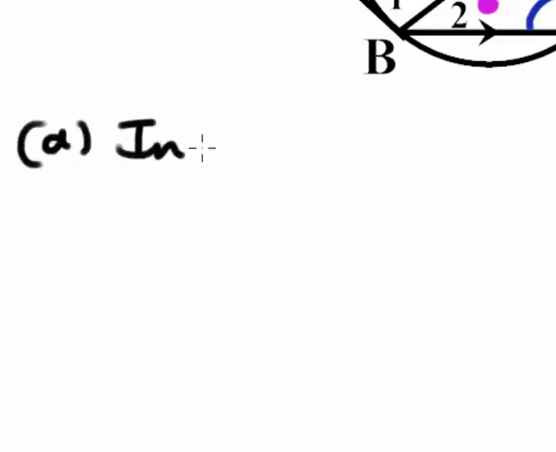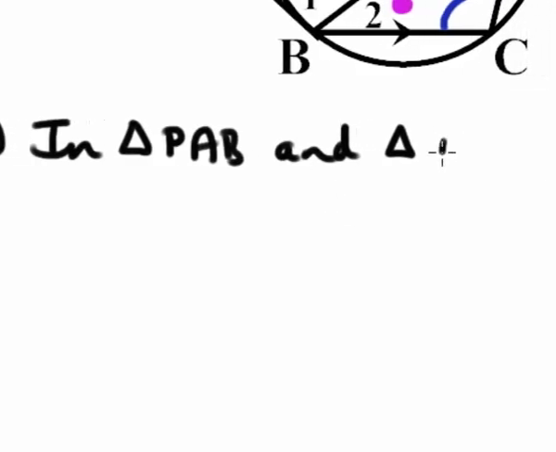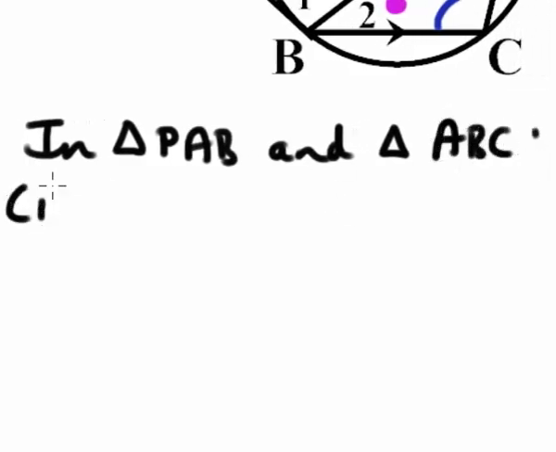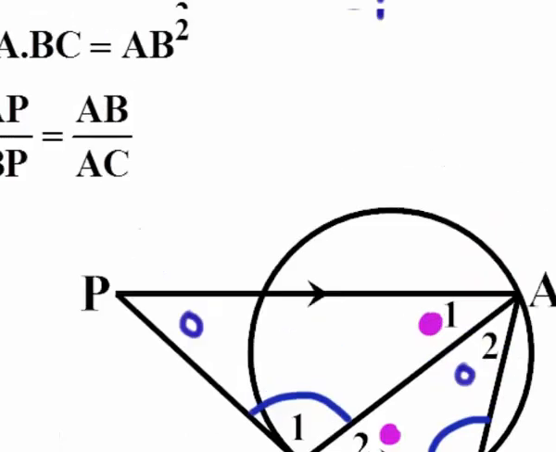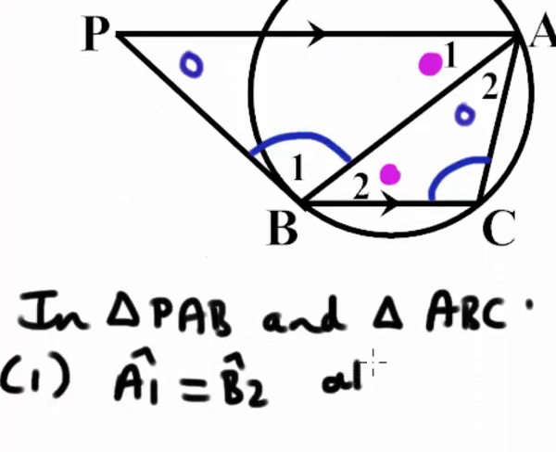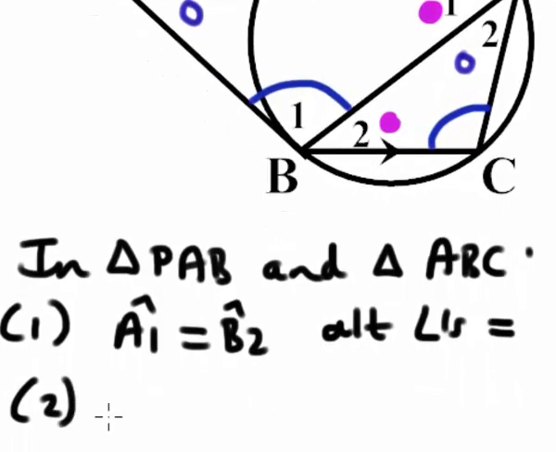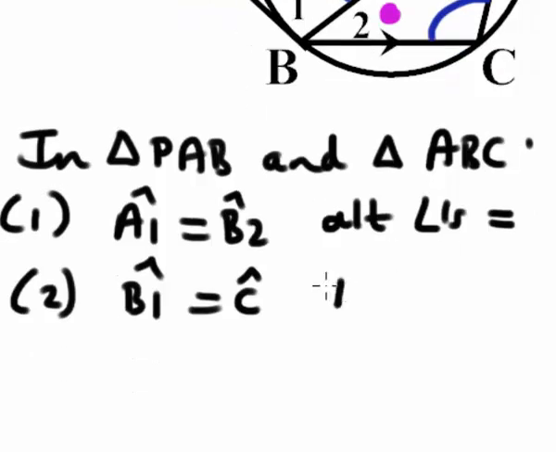We can say in triangle PAB and triangle, if it's not PAB, it's triangle ABC. Okay, what do we know? The first thing, we know that A1 is equal to B2. Now, why is A1 equal to B2 in these triangles? That's because of alternate angles being equal. The second thing is we know that B1 is equal to C. That's tan chord.